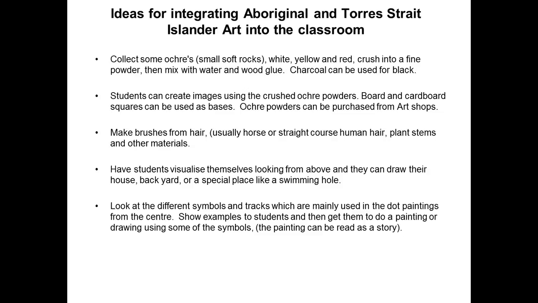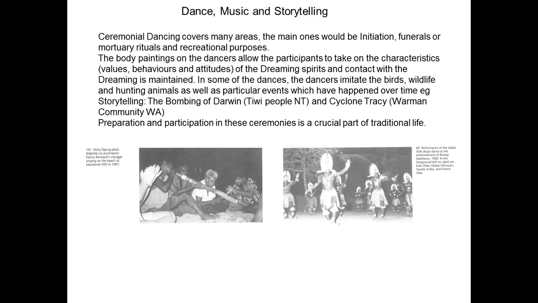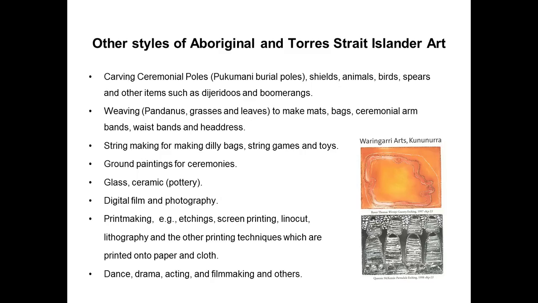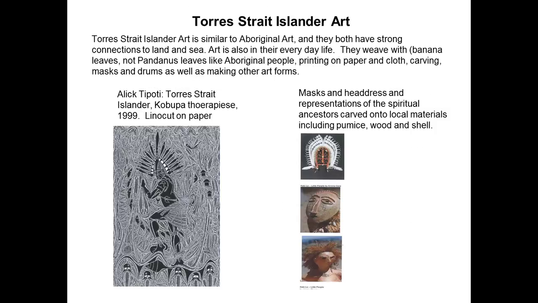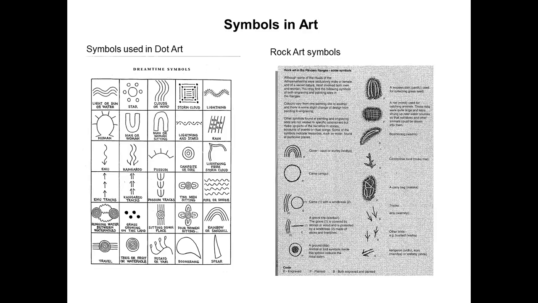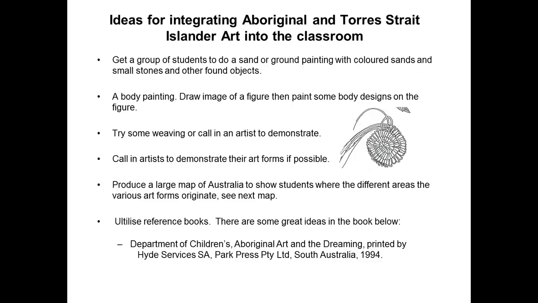Have students visualize themselves looking from above and then draw their house or backyard, or their favourite swimming place, Berry Springs, say for example, and look at the different symbols and tracks which are mainly used in the dot paintings from the centre. So if you go back to that slide that I was on before, you can get them to draw a story, so you can incorporate some form of literacy. On this one here, you can get them to create a story, so using those symbols to create a story in their art.